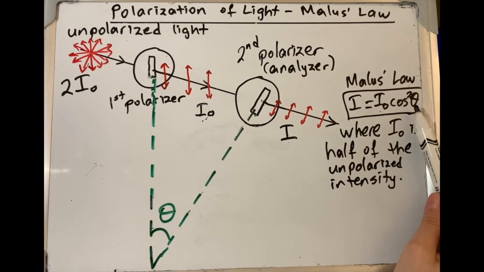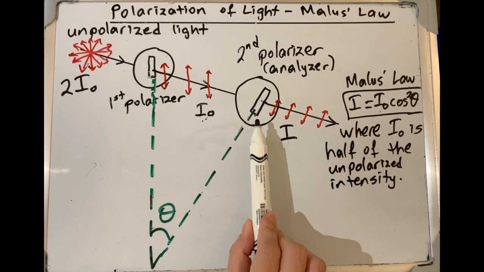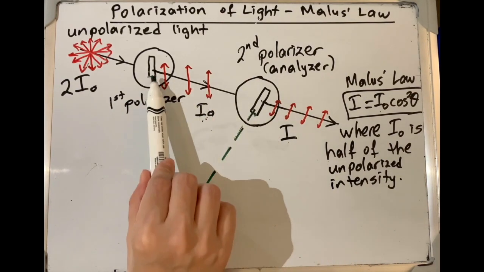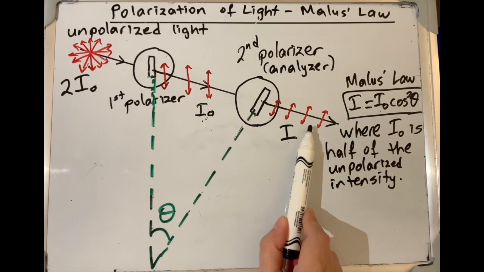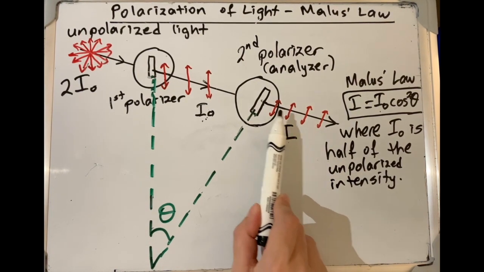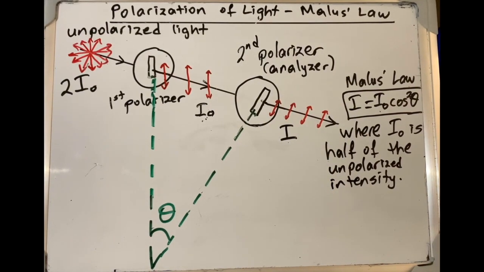Now, as you can tell from the formula, if this angle is 90 degrees, cosine of 90 would be 0. So the final intensity would be 0 no matter what this intensity or that intensity is. Which is why, what we saw in my demonstration and in Mr. Carlos's video, when the angle between the two polarizers reaches 90 degrees, it appears completely dark. And that is because there's no intensity left to leave this second polarizer.